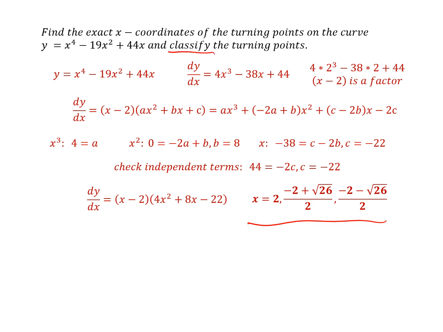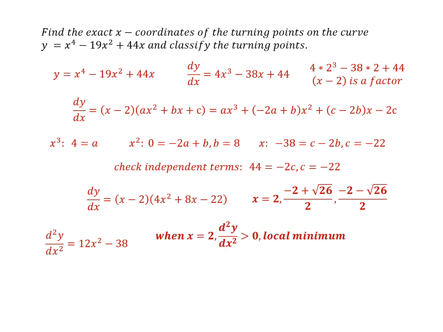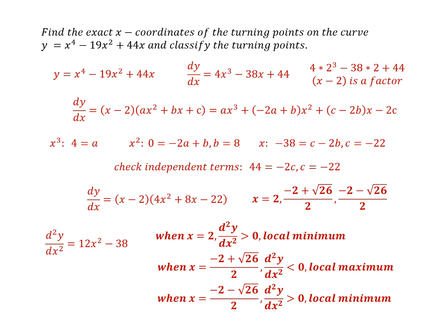We've now got to classify the turning points, which means deciding whether they are maximum or minimum turning points. The easiest way, I think, to do that is to look at the sign of the second differential. So if I take my expression for dy/dx and differentiate a second time, then I get d2y/dx squared is that. And when x equals 2, d2y/dx squared is a positive number, so that turning point is a local minimum. When x is this value, it is negative, so we've got a local maximum, and the final one is a local minimum. So those are the answers to the question.